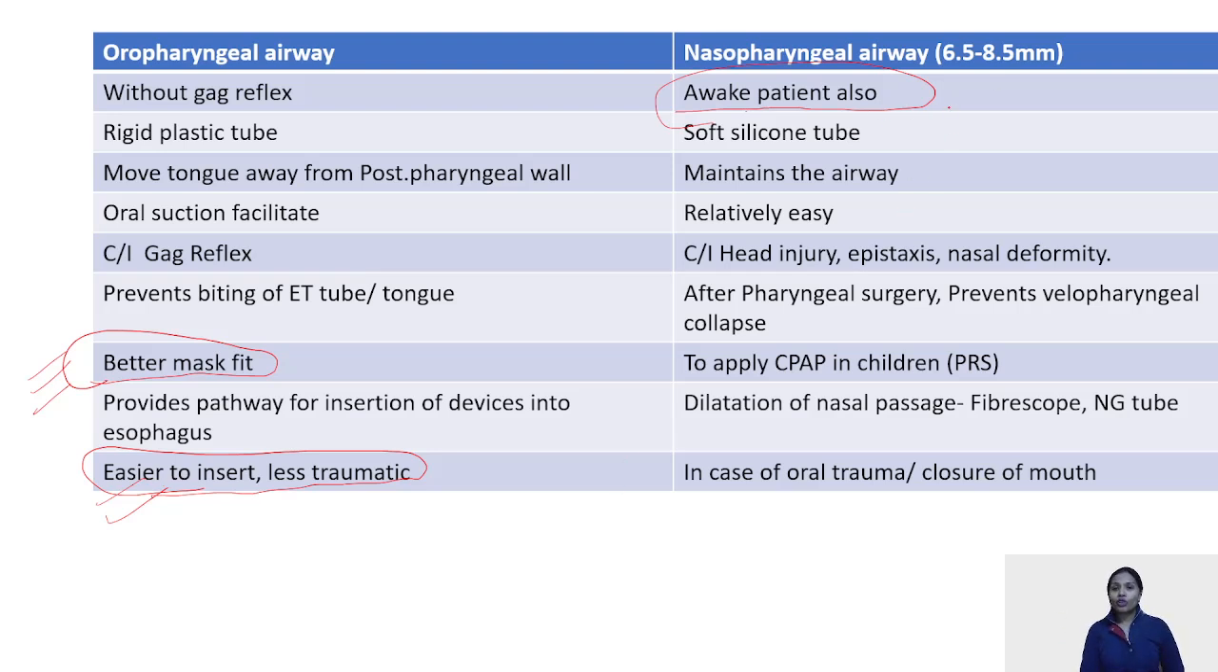Then the contraindications of the nasopharyngeal airway, which is very important for you all to understand. Plus, one more application of the nasopharyngeal airway is important. That is to apply CPAP in syndromic children. Nasopharyngeal airways are used like in Pierre Robin syndrome. This question has been asked twice: that the nasopharyngeal airway can be used in providing CPAP to kids with Pierre Robin syndrome.